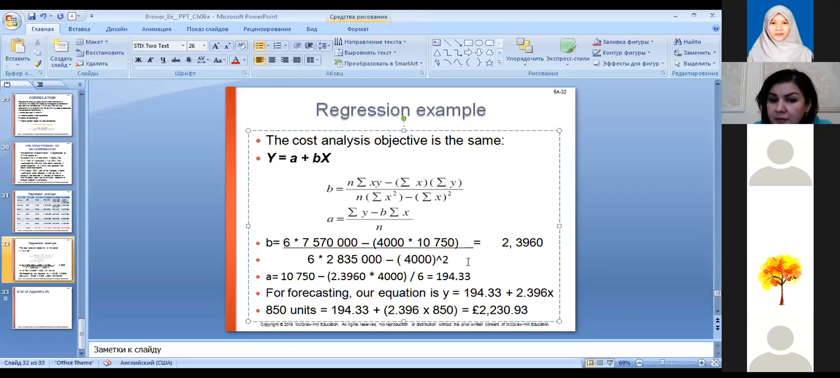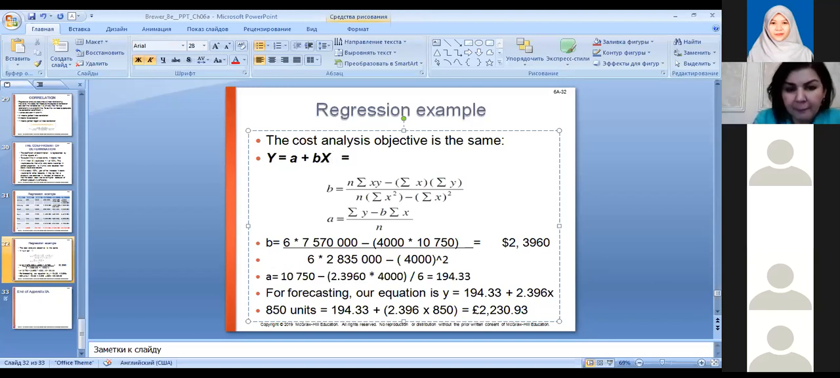The result is B, variable cost per unit. Do you remember? B, variable cost per unit. So what is the variable cost per unit? It is only $2.3960. Okay, once I know variable cost per unit, I have the formula for fixed cost. A is fixed cost.